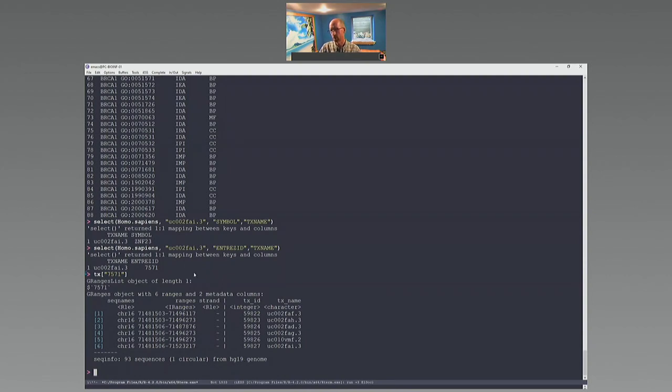Right, so here's this UC002FA1.3. If we'd been working with that TXDB, we would know that we've got all of these transcripts, but we didn't really know, and we could have just mapped this, right? But if we had just the transcript ID, then we could have used that with the Homo sapiens package to map it to figure out that it's ZNF23. And any one of these should have mapped back to ZNF23.